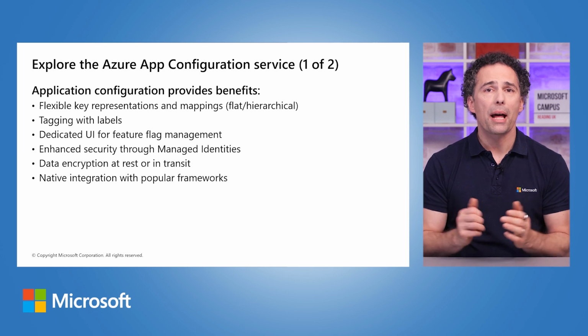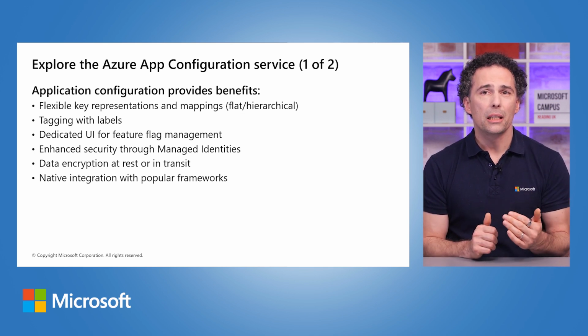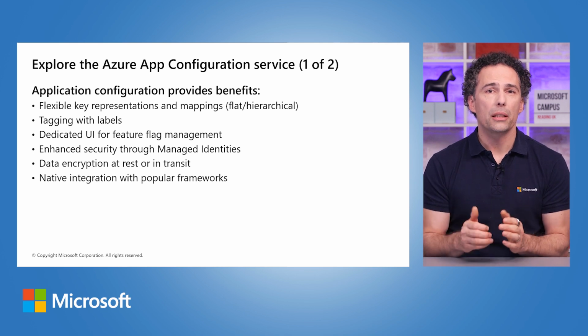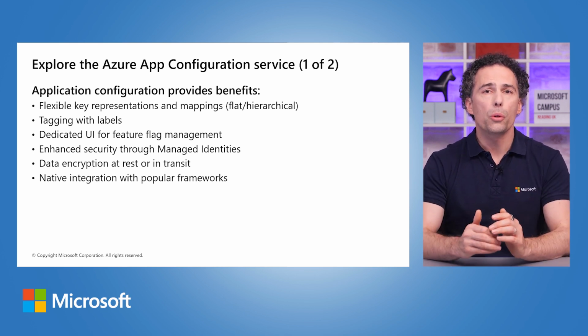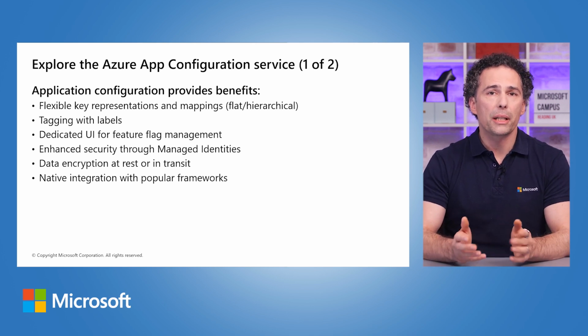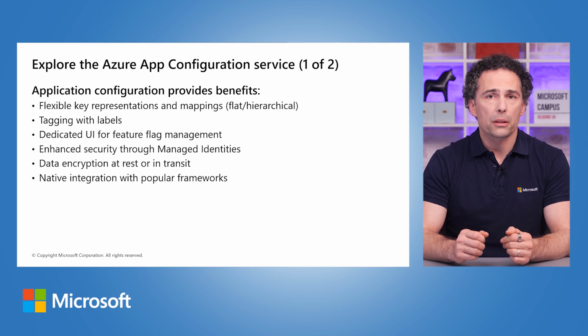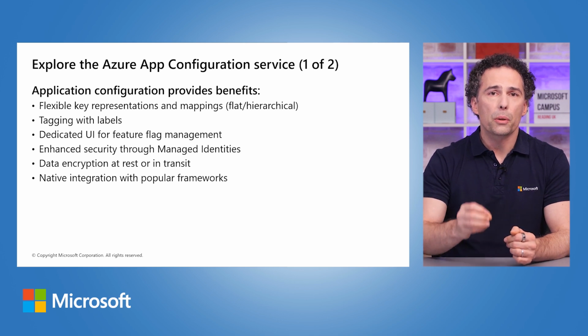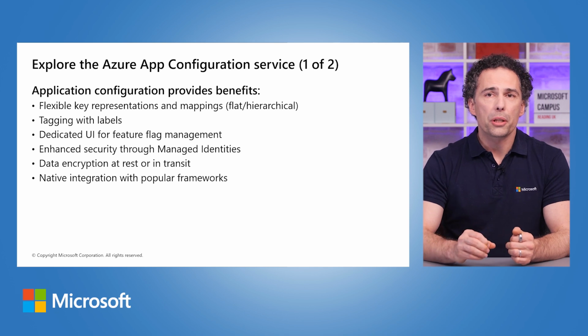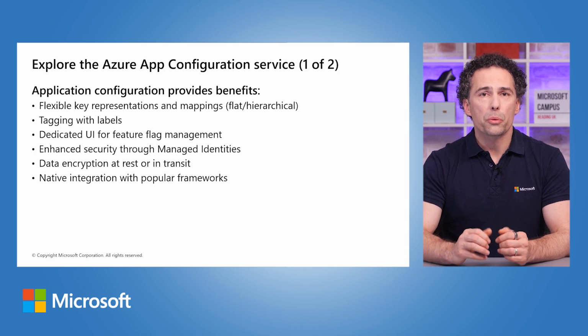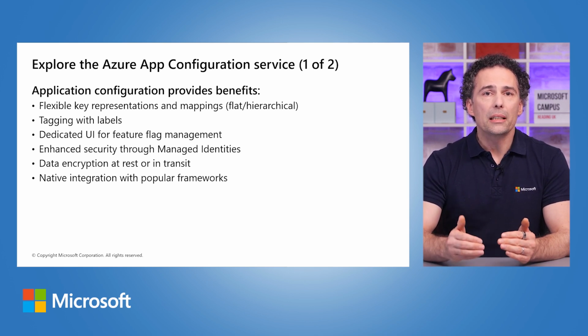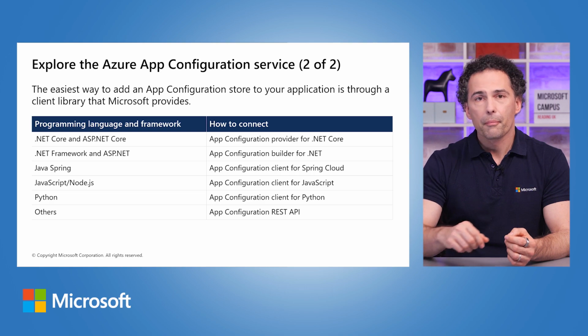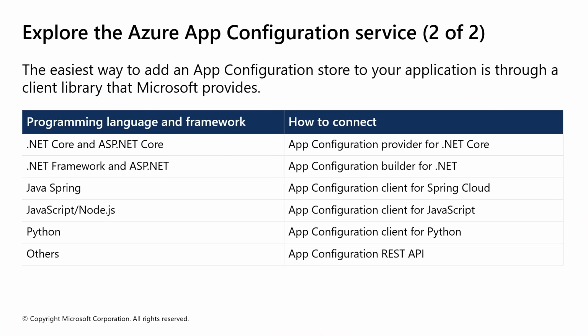Enhance security through managed identities. With managed identities, we allow your application to authenticate with Azure App Configuration in a secure way without having to handle explicit credentials like connection strings or secrets. And data encryption at rest or in transit. App Configuration keeps your configuration data safe. It offers native integration with popular frameworks, where it seamlessly integrates with frameworks like .NET and Java Spring. These libraries and SDKs let you conveniently access your configuration settings from your application code.